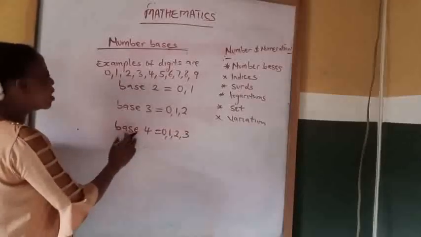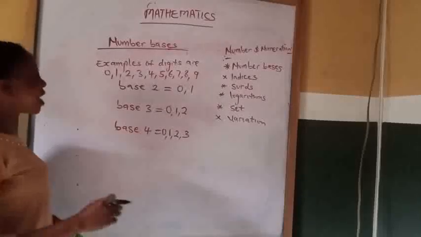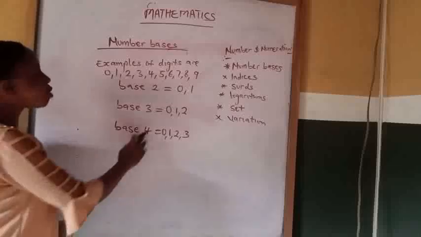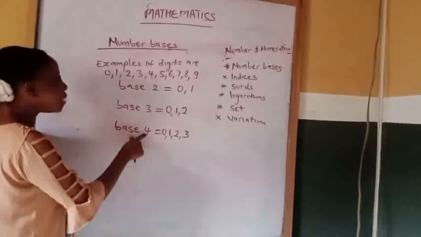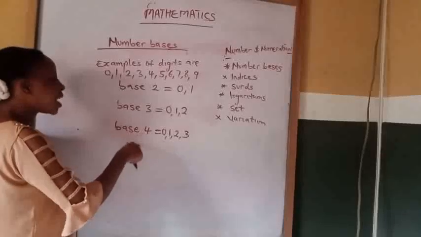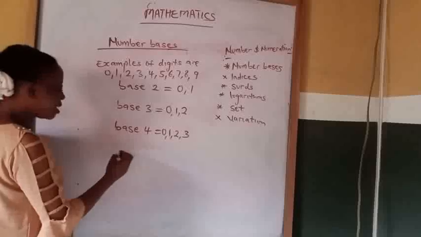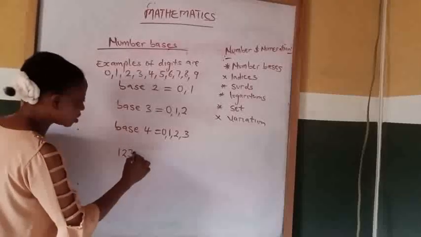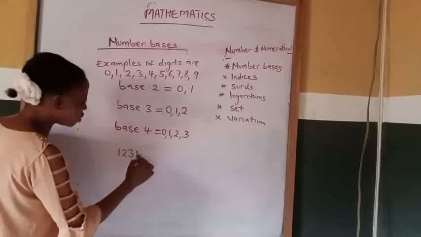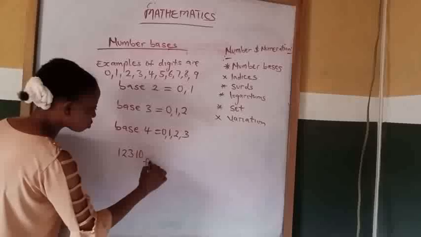So it shows that the number to this base 4 must neither be equal nor greater than 4. So let's take for example 1, 2, 3, 1, 0. So base 4.